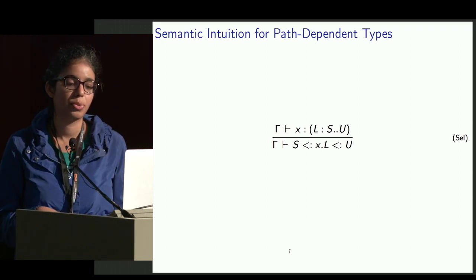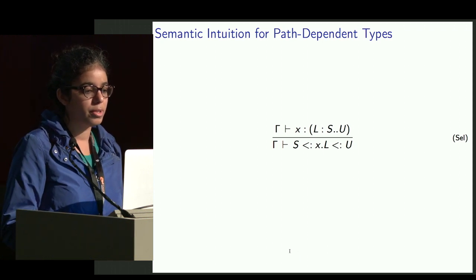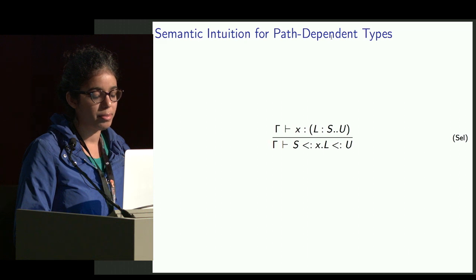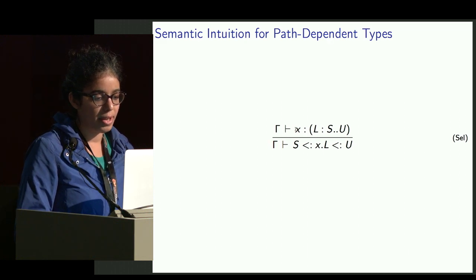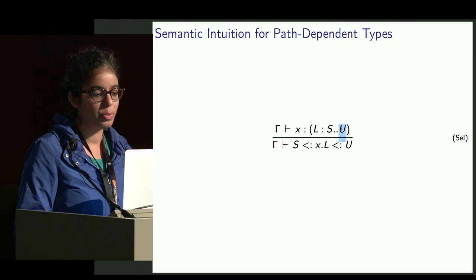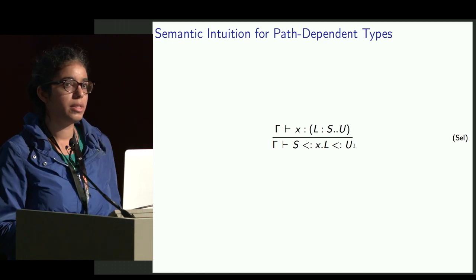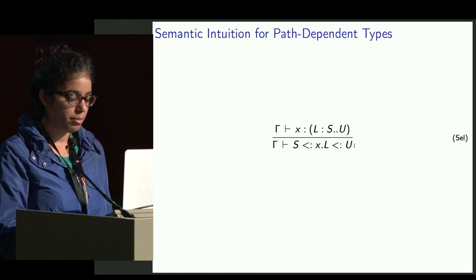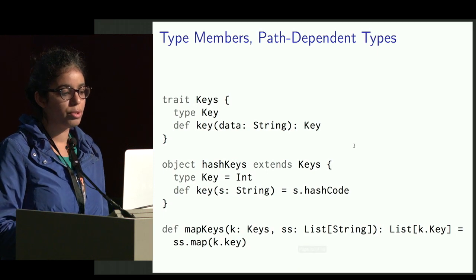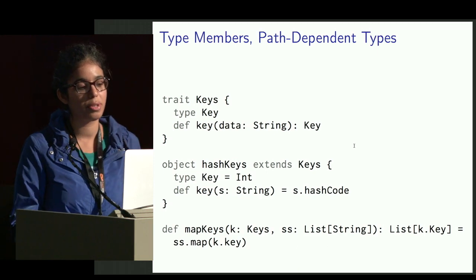And so just to give an intuition of the rules specifically for path-dependent types, what this says is that if X has a type member L with lower bound S and upper bound U, then we expect that X.L is in between these two types. So S is a subtype of X.L and X.L is a subtype of U. So this is really the intuition for path-dependent types, and it's something that you would use in Scala as well to reason about your program.